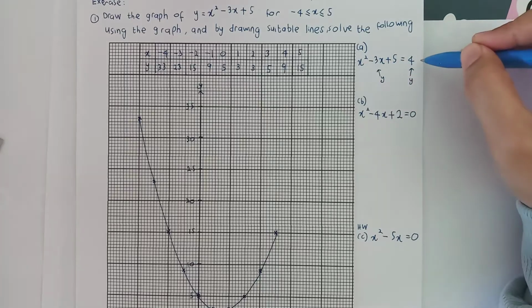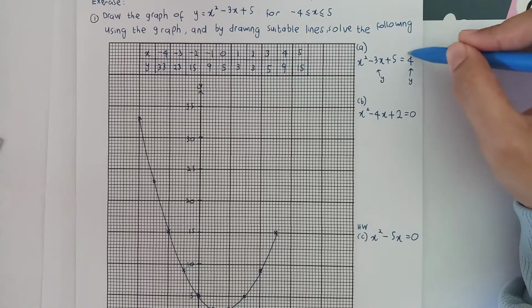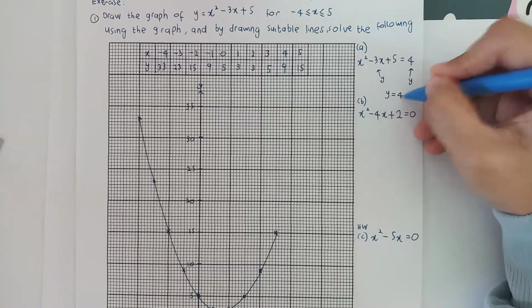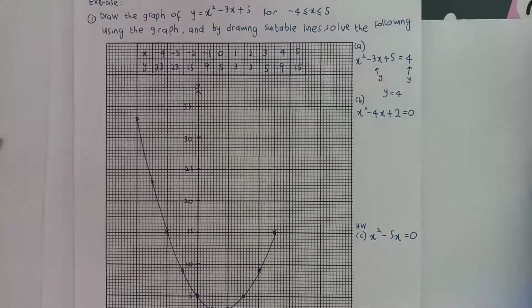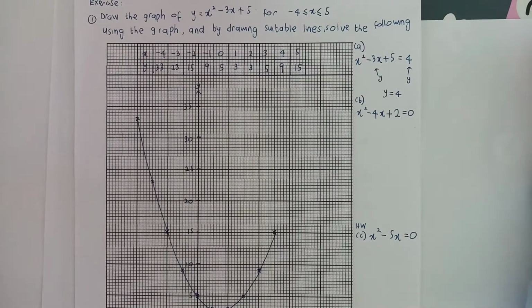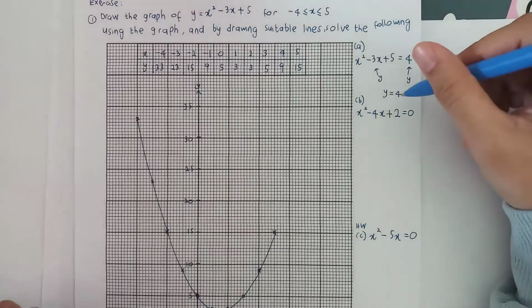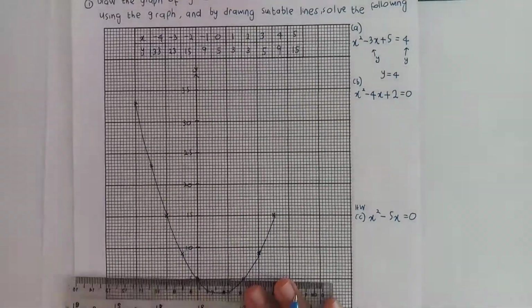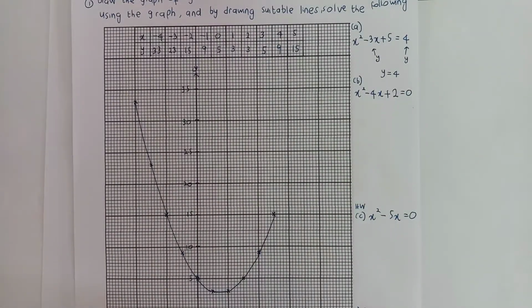Now you need to sketch another line that is on the right hand side. In other words, you need to sketch y equals to 4. When you want to solve equations, you need to sketch two lines and find the point of intersection. So let's sketch y equals to 4. Where is the position of y equals to 4? y equals to 4 is just a straight line. Let me move a bit. So 0, 1, 2, 3, 4, somewhere there. Okay, so that is my answer.